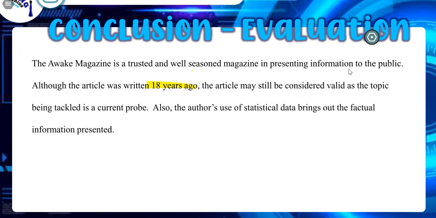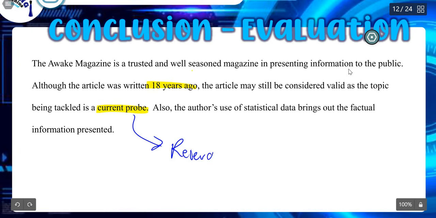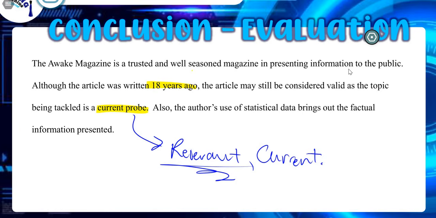The article may still be considered valid as the topic being tackled is a current problem. So I'm telling you now that seeing that it's a current issue, it's relevant, right? So if it's relevant, that's cool, right? And if it's relevant, it's current. And also the author uses statistical data. The author's use, what is wrong with me? The author's use of statistical data brings out the factual information presented, all right? So that's how I evaluated my source.